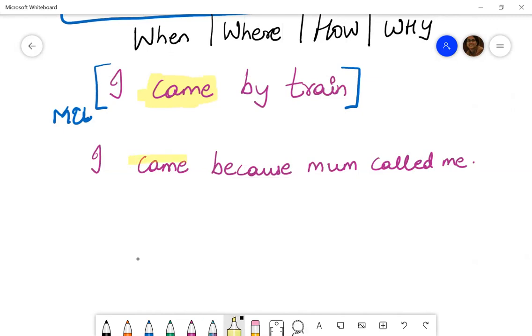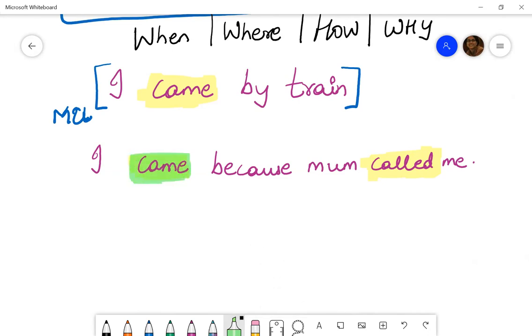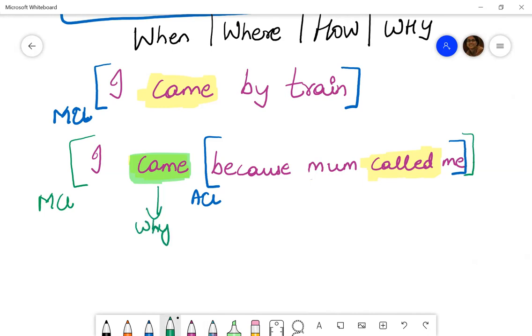So how many verbs are here? I came, and the other one is, mom called me. If you focus on this, you will realize that the main one is actually I came, and so this entire sentence is the main clause. And because mom called me is an adverb clause. It is answering the question, why did I come? The answer is this chunk, and so I have my ACL.